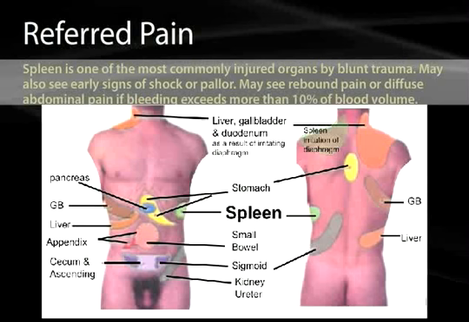And I picked spleen because it's one of the most commonly injured organs by very blunt traumas. And you may also see signs of shock and pallor start to take over in a patient like this. You may see rebound pain or the diffuseness of the abdominal pain as the bleeding starts to get beyond that 10% of the blood volume into the abdominal cavity. And this could be a very serious injury, and if you don't understand referred pain properly, you may miss it for a time period, which makes their recovery impossible.